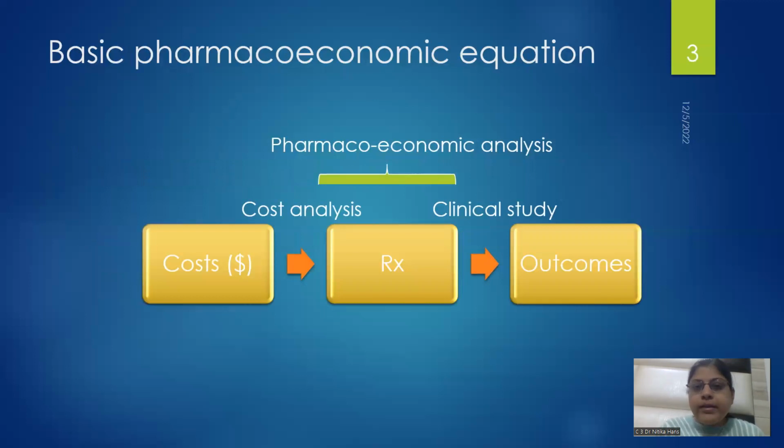Now, pharmacoeconomic analysis is cost analysis and clinical study. Cost: when we give the drug treatment to the patient for some disease, what is the cost of the drug treatment? That is cost analysis. And clinical studies: we give the treatment, so what is the response? Therapeutic response, whether the primary and secondary efficacy endpoints have been met or not. The consequences, whether the clinical outcome has been met or not. That is the clinical study. So, pharmacoeconomic analysis can be divided into cost analysis and clinical study.